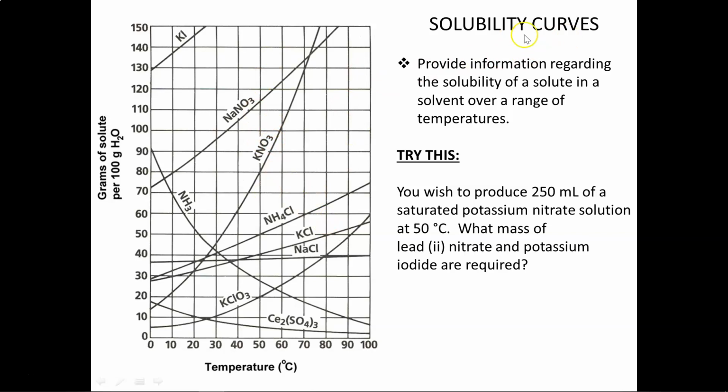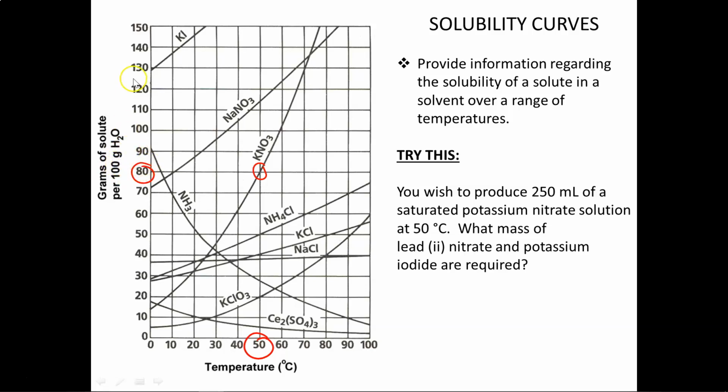Now this is a solubility curve. It provides us with information regarding the solubility of a solute in a solvent over a range of temperatures. So for the majority of these compounds, as you increase the temperature, you can add more grams of the solute into 100 milliliters of water and have it dissolve. So for instance, potassium nitrate, KNO3, at 50 degrees Celsius is able to dissolve 80 grams of solute in 100 grams of water. Now, just so you know, the density of water is typically about 1 gram per milliliter, at least at room temperature anyway.